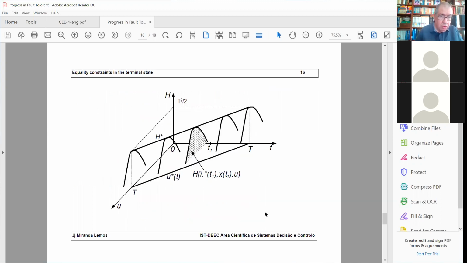If you want to have a picture, you have the space u and H, that's a plane. And then you have time, that's the third axis. And when time moves, this function of H depending on u is changing. And this straight line here is our optimal control.